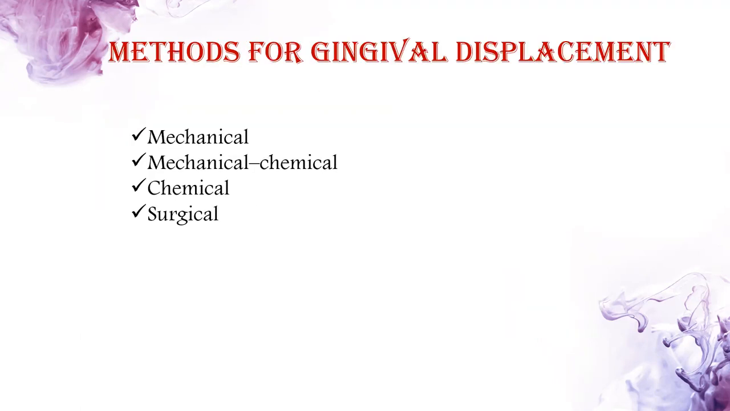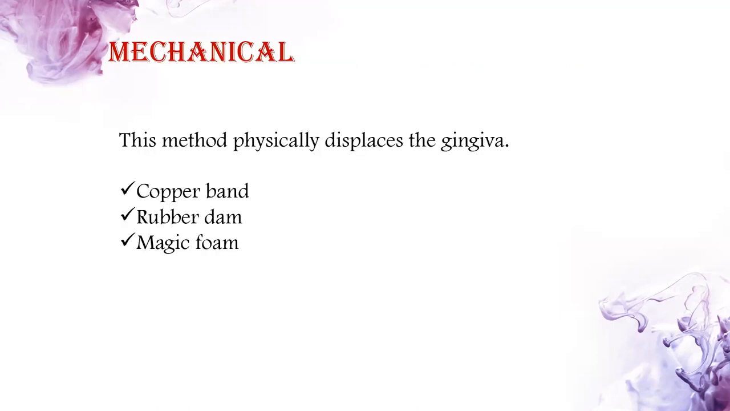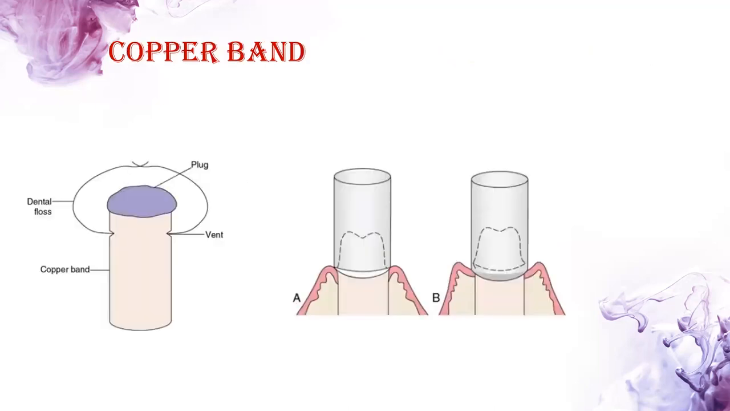Methods for gingival displacement: mechanical, mechanical-chemical, chemical, and surgical. Mechanical. This method physically displaces the gingiva. Copper band, rubber dam, and magic foam. Copper band.